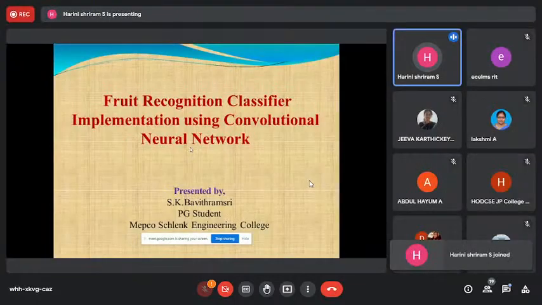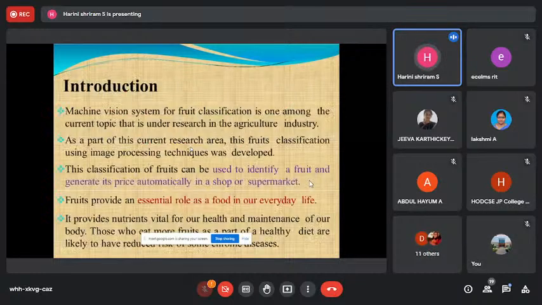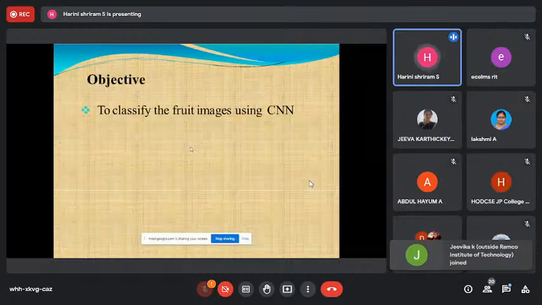Okay, good afternoon. The project is titled Fruit Recognition Classifier Implementation Using Convolutional Neural Network. And this is our introduction. We know that fruit classification is a major task nowadays. If we develop a fruit classification system, it could be implemented in supermarkets and wherever possible. Our objective is to classify the fruit images using the convolutional neural network.